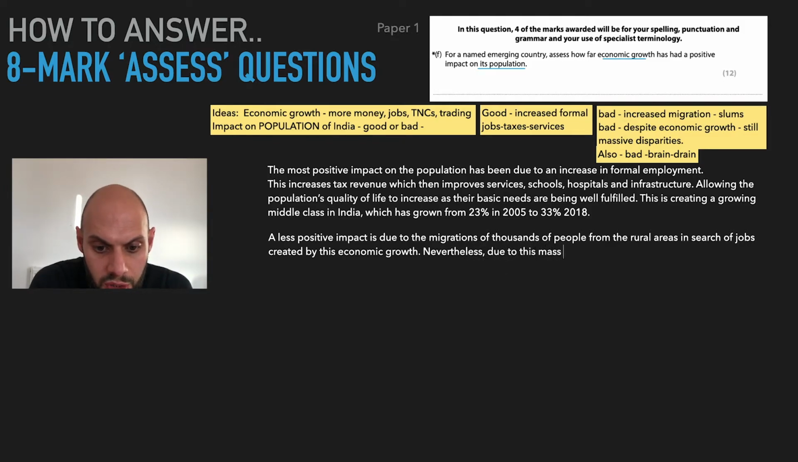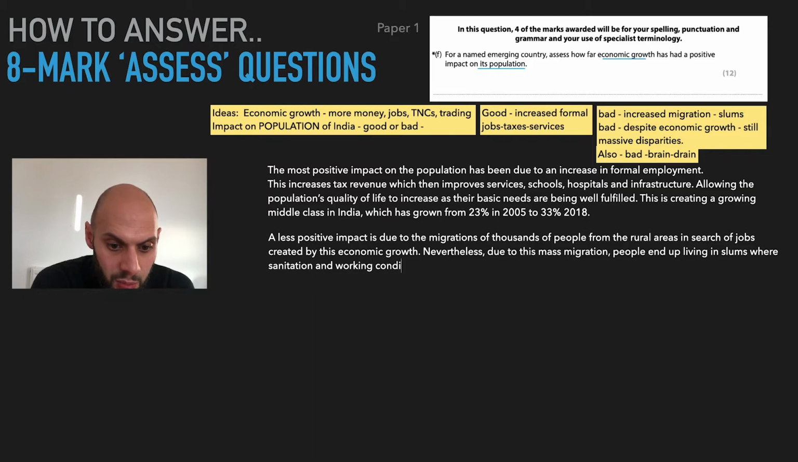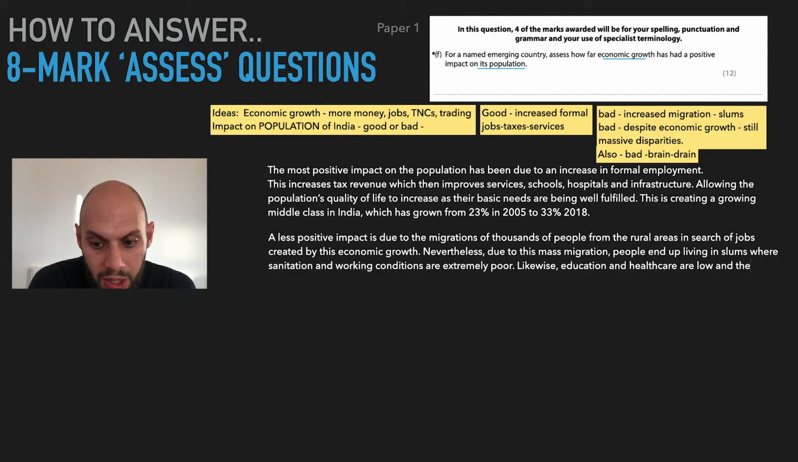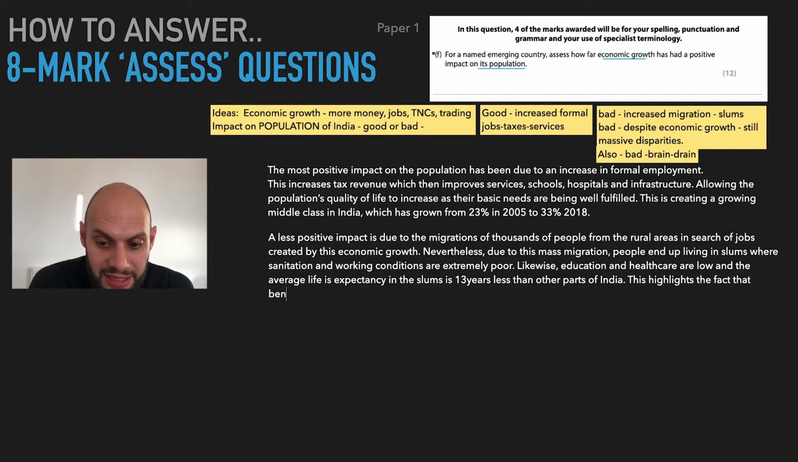Nevertheless, due to this mass migration, people end up living in slums, where sanitation and working conditions are extremely poor. Likewise, education and healthcare are low, and the average life expectancy in the slum is 13 years less than other parts of India. This highlights the fact that benefits of economic growth have not positively impacted the majority of people.